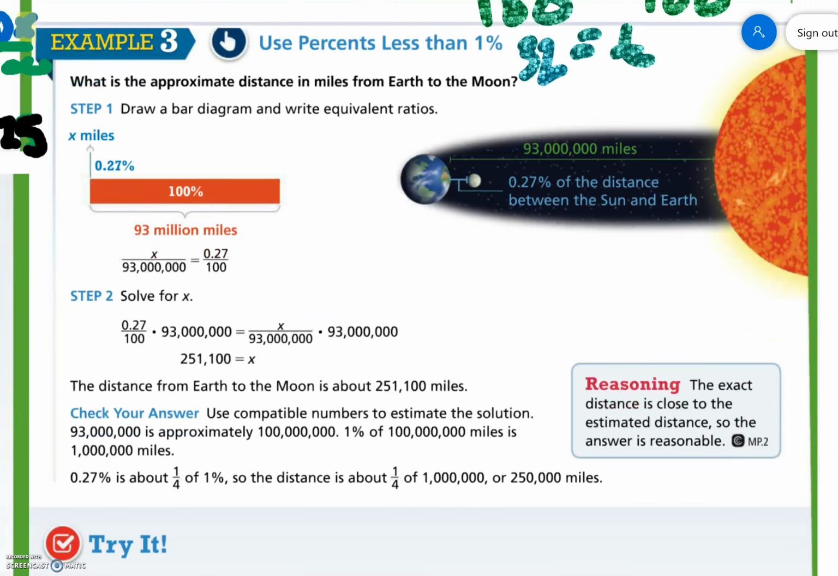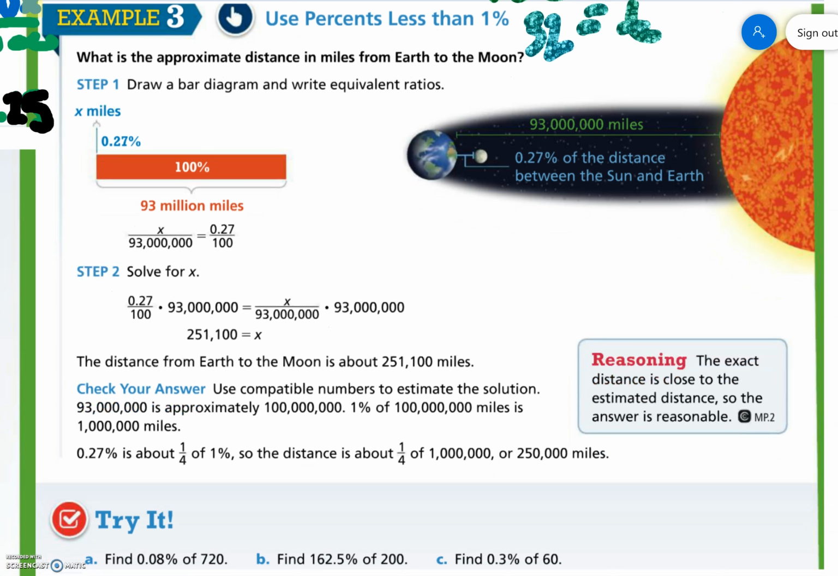Now using percents less than 1%. What is the approximate distance in miles from the Earth to the Moon? Well, we know the whole thing is 93 million miles, and that's the distance between the Earth and the Sun. So 100% is going to be that 93 million. So that's why the 93 million and the 100 are both on the bottom. Remember, we got to line them up.